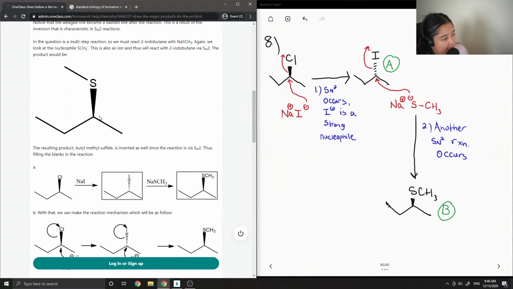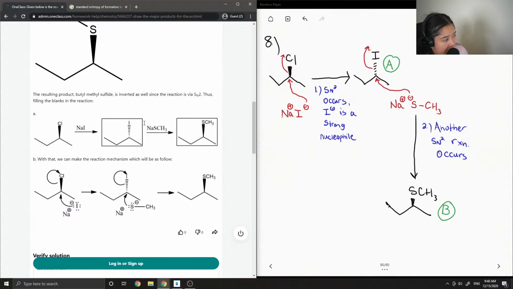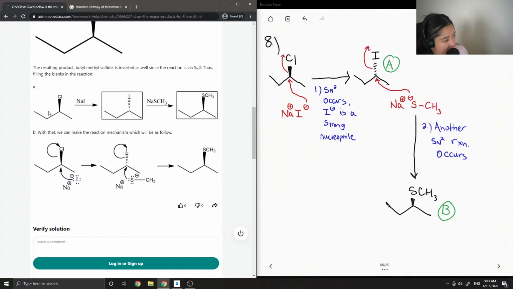The product would be, so then it would show how it is now a dashed bond as well. The resulting product, butyl methyl sulfide, is inverted as well, since the reaction is via SN2. Thus, filling the blanks in the reaction gives us A. And then B, with that, we can make the reaction mechanism, which will be as follows.